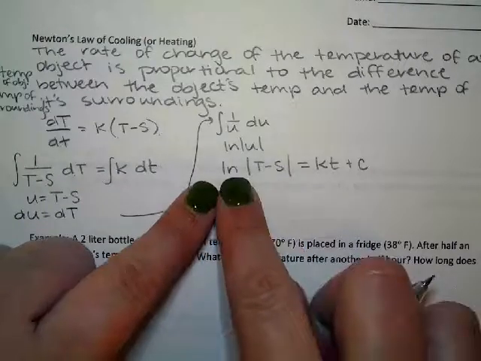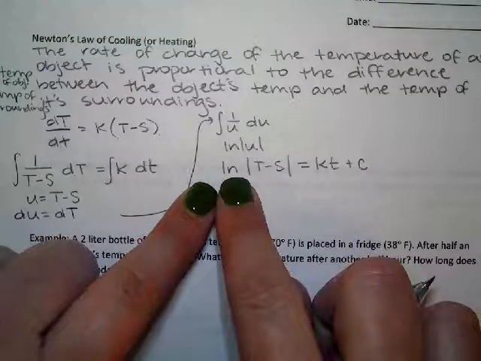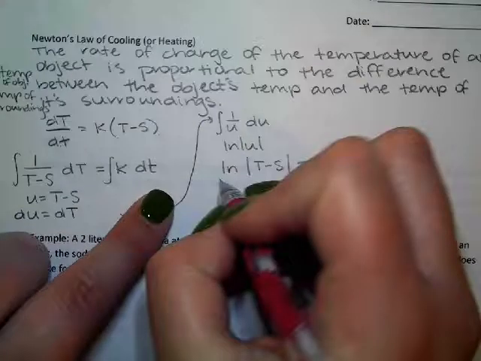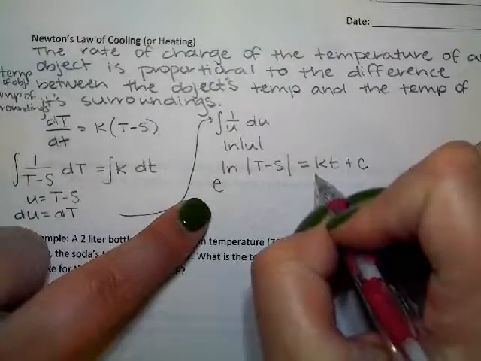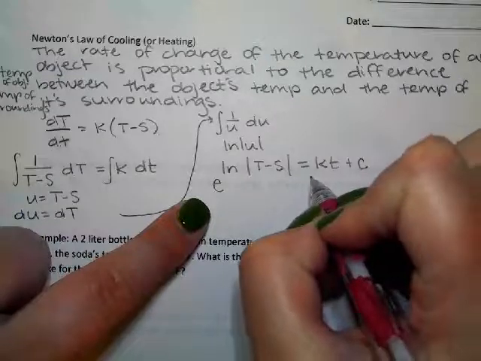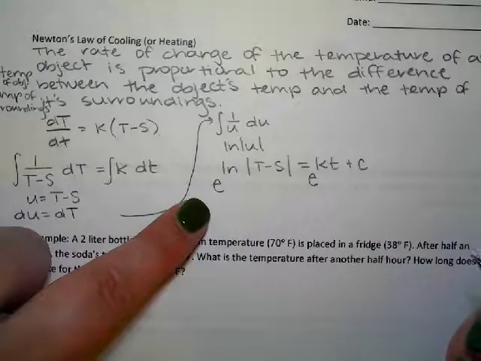rid of the ln. How do we do that? Okay, so we're going to e both sides. We're going to exponentiate both sides by adding a base of e. It's a big word, we know it.